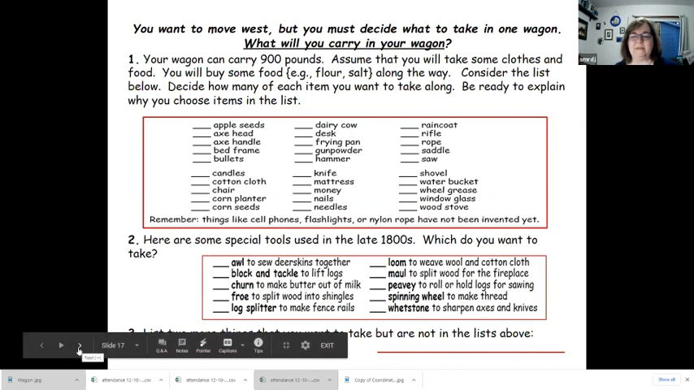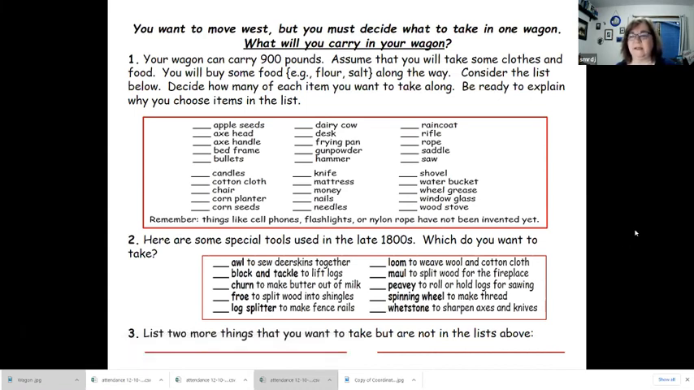So then the last piece is they can take 2 things that they would want, but are not on the list above. And you have lots of issues there because they want to take modern devices. So you have to go back up to the comment we made: cell phones, flashlights, nylon rope had not been invented. And you really have to talk to them about that. My group got to where they struggled with those 2 items. They weren't sure what they should be taking.